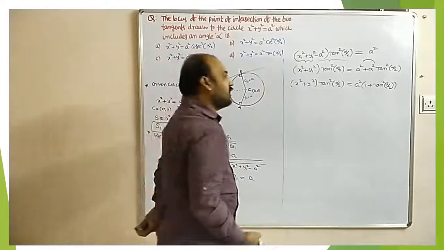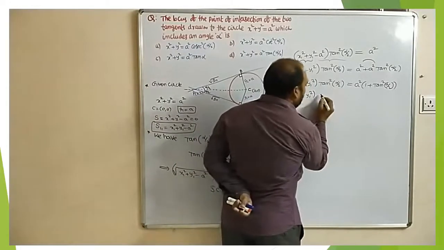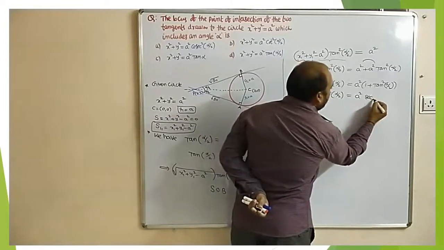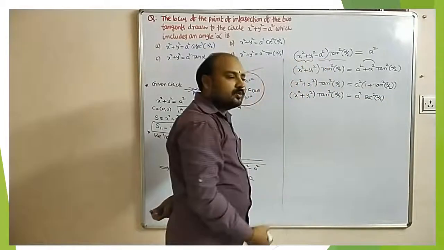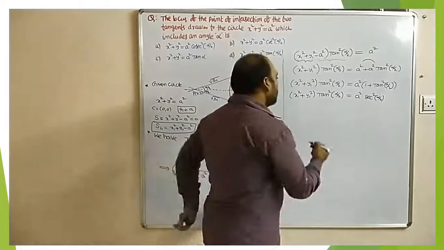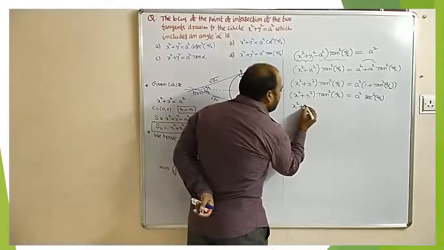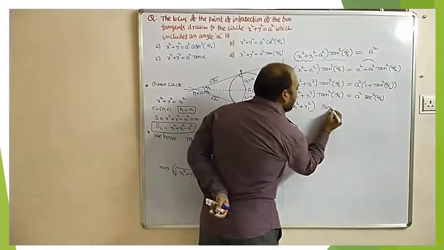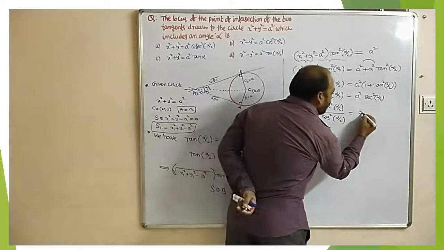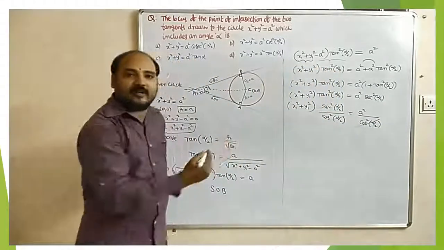We know that 1 plus tan square alpha by 2 is secant square alpha by 2. So x1 square plus y1 square into tan square alpha by 2 is equal to a square into secant square alpha by 2. To get the locus, the reciprocal of secant square alpha by 2 is cos. So in terms of sine and cos, x1 square plus y1 square into sine square alpha by 2 divided by cos square alpha by 2 is equal to a square divided by cos square alpha by 2. So on both sides cos square alpha by 2 will cancel.